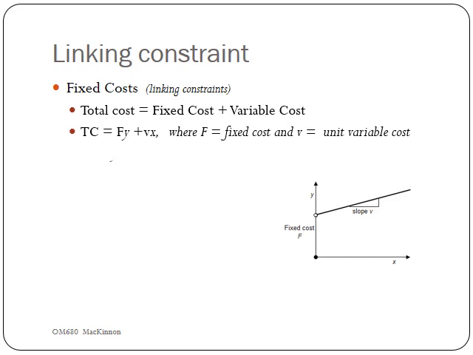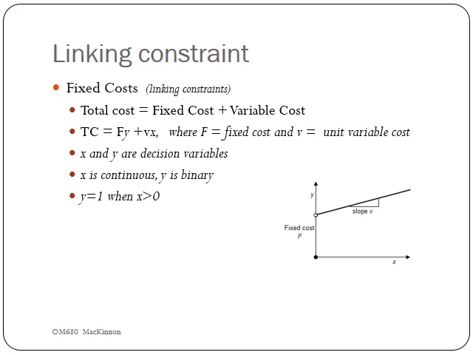So x and y are the decision variables. X is continuous, and y is binary, one or zero. So y equals 1 when x is greater than 0. Y is 0 when x is 0.